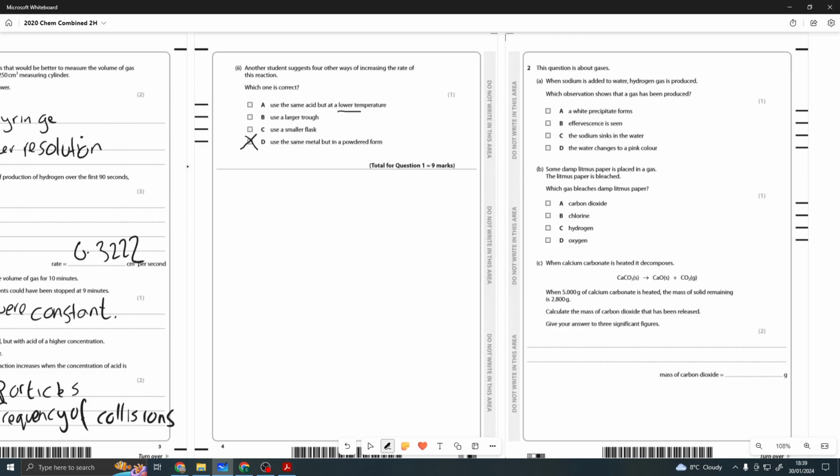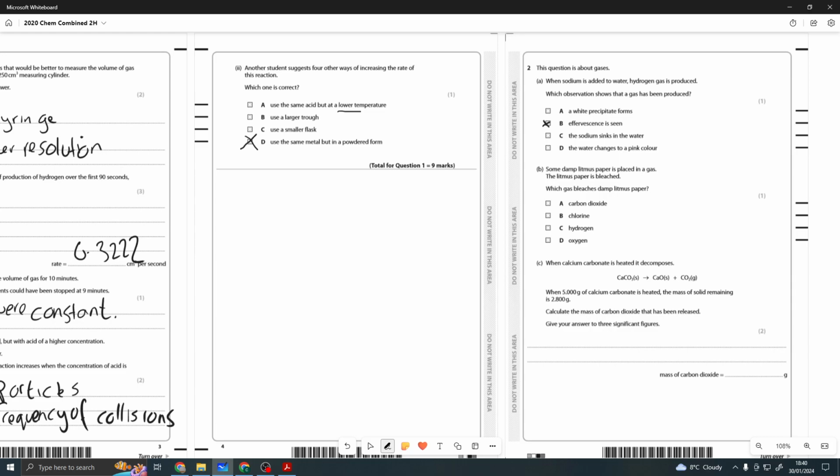Now question 2 says, this question is about gases. When sodium is added to water, hydrogen gas is produced. What observation shows this? Now this is obviously bubbles, but how do you say bubbles in a fancy way? You say effervescence. There we go. So we're going to cross B.